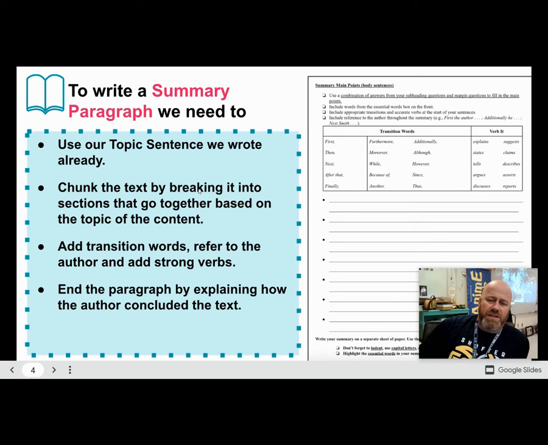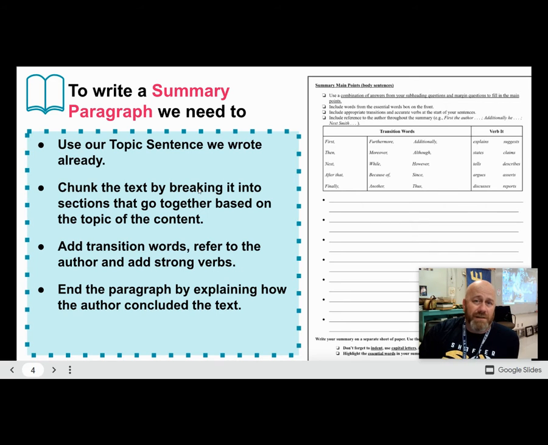Then you want to add transition words, refer to the author, and add strong verbs. If we're looking at the chart over there, some transition words: first, then, next, after that, finally. There's a whole chart there of words you can use. You want to avoid saying next, next, next, or then. Break it up. Each supporting piece of evidence that you write, use one of those transition words, but try not to use the same ones over and over.